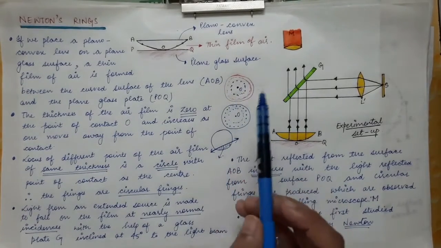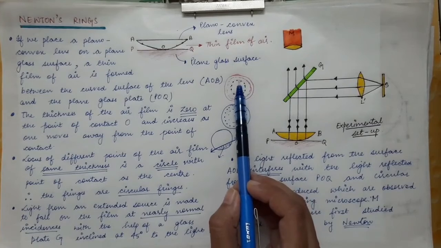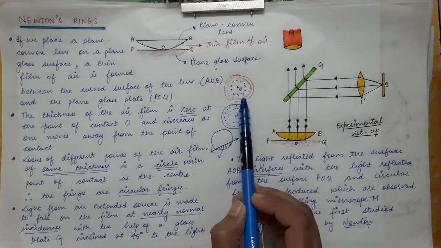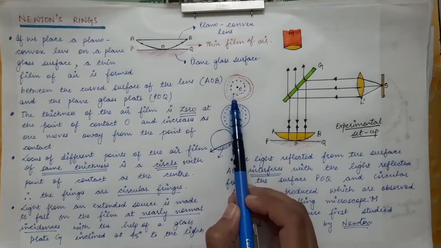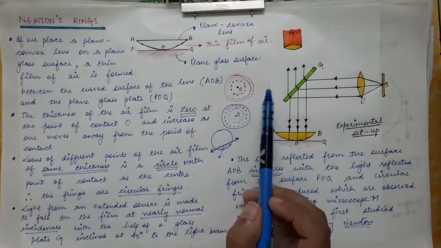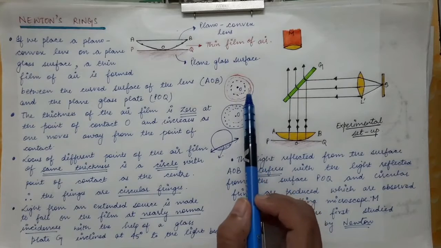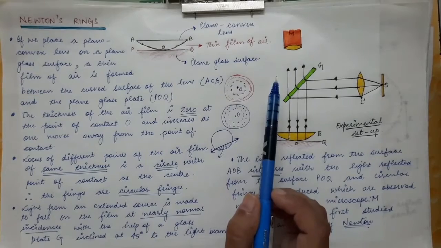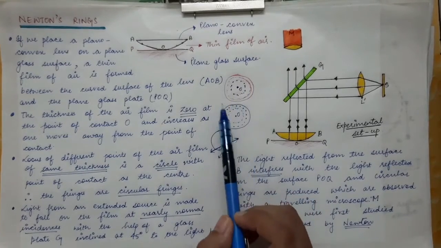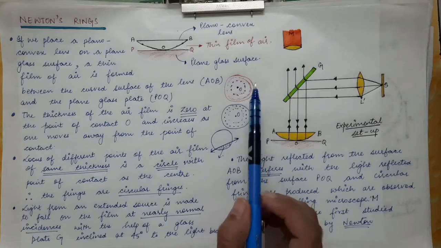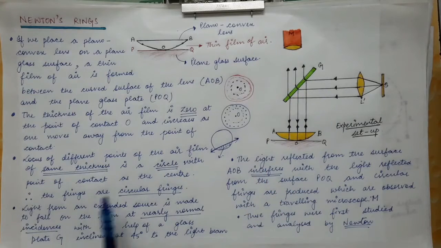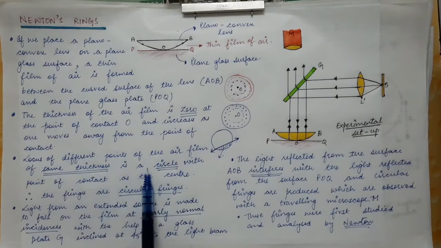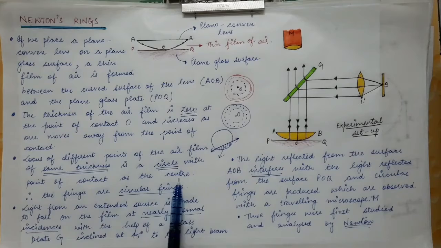So the light rays which are getting reflected from these points of the circle, or these points of the thin film, will have the same optical path difference. Depending upon the value of the optical path difference, if it is equal to n lambda or it is equal to (n plus half) lambda, we will get circular dark fringes or circular bright fringes. Now the locus of the different points of air film of the same thickness is a circle with the point of contact as the center. Therefore the fringes are circular fringes.